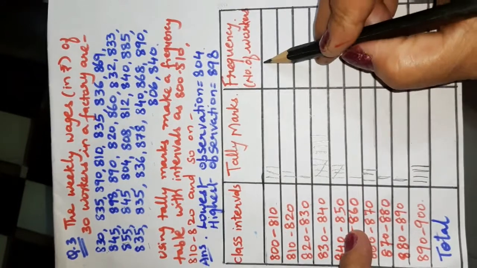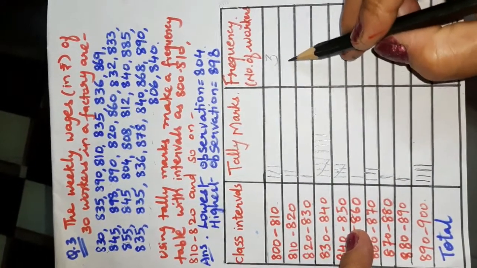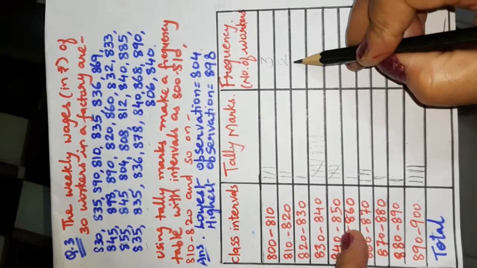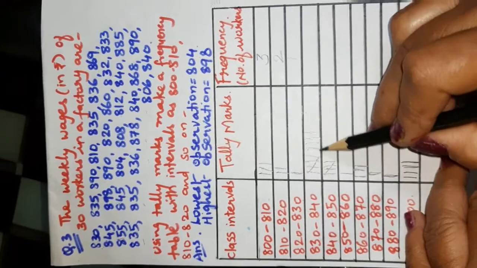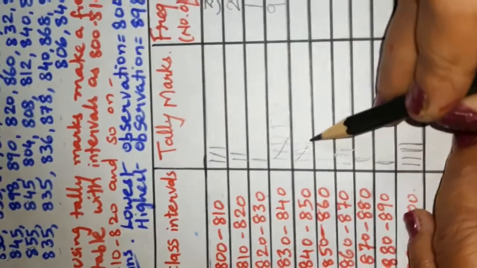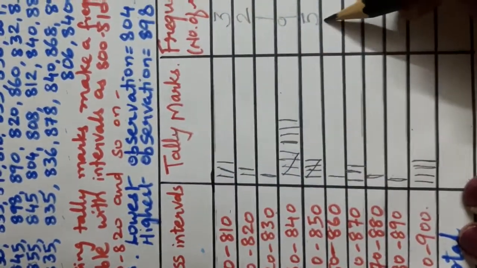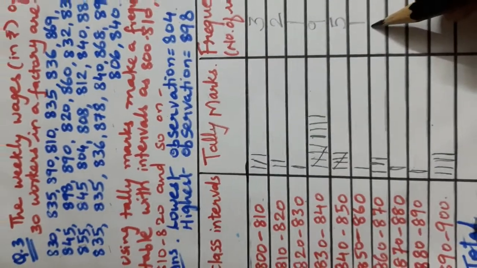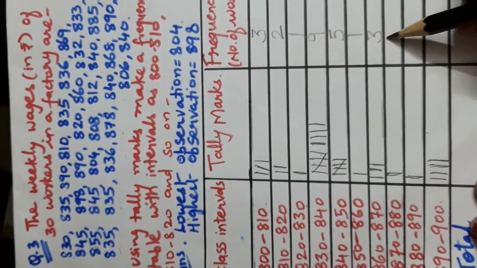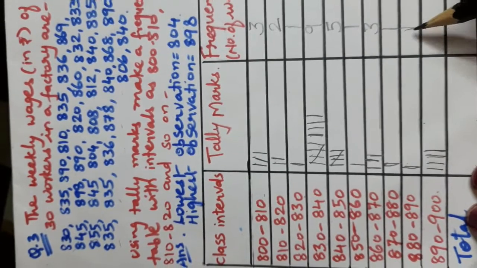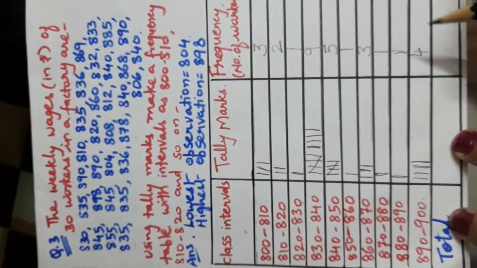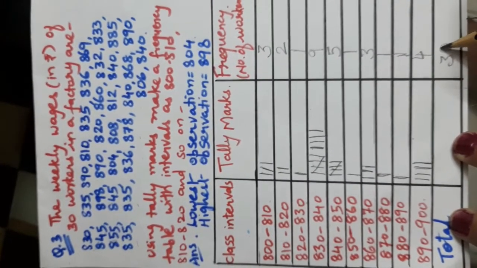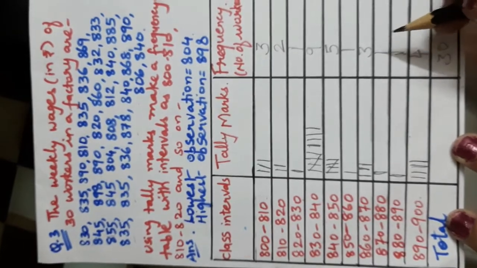So here the total is 3, then here is 2, here is 1, then here 5, one group of 5 plus 4 means 9 is there, then here a group of 5 is there, so 5, then 1, then 1, 2, 3, then 1, then again 1, and it will be 4 here. So if you count all, the total is 30 for 30 workers. So we have distributed the number of workers.